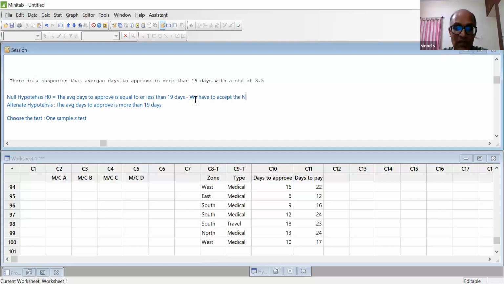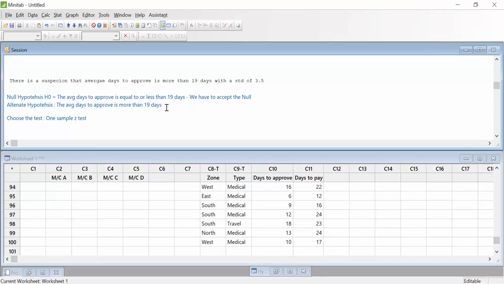If you have to accept the null, automatically what is the meaning? We reject the alternate. Reject the alternate, right? I will do one or two more examples, and you will get clarified. Whoever is having a little vague understanding, you will get more clarity if you do one or two more examples, right?